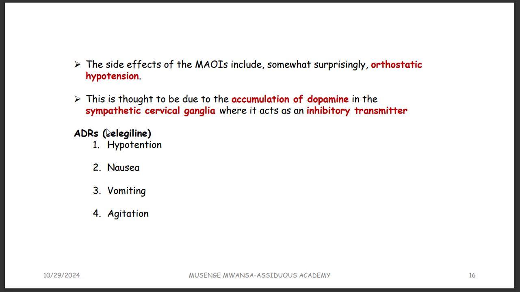Selegiline, which is a selective MAO-B inhibitor, also causes hypotension, nausea, vomiting. Please take note, simple side effects, right? Nausea, vomiting, hypotension, and agitation.